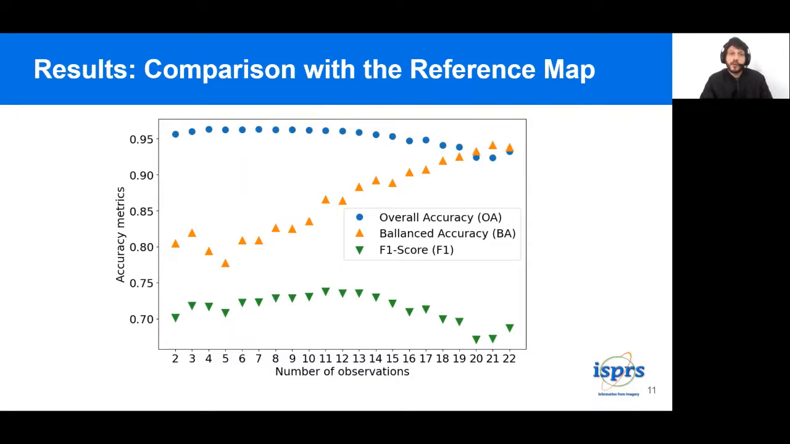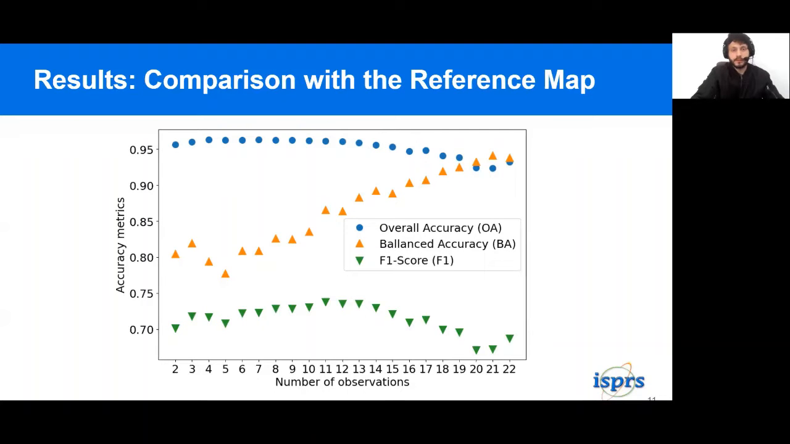On the chart, we analyze the overall accuracy. You can see accuracy decreases with the increase in the number of observations. We can observe the same when we observe the F1 score. But when we analyze the balanced accuracy, the increase of observations results in an improvement in the accuracy. Considering that the area of forest is bigger than the deforestation areas, the balanced accuracy indicates that the identification of deforestation areas is better with an increasing number of observations, but the forest areas present a worse result.